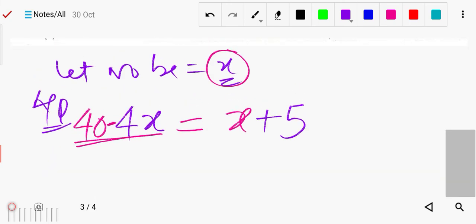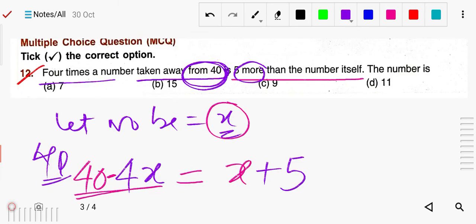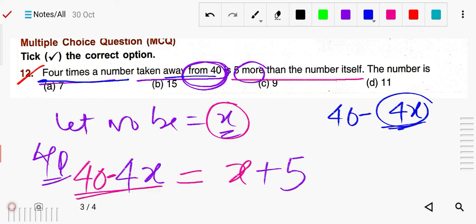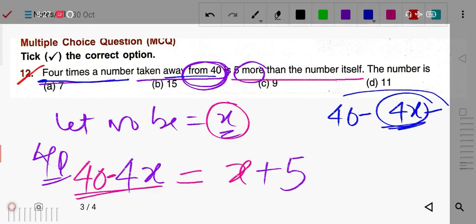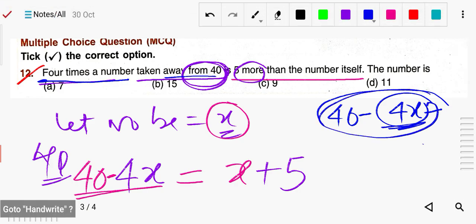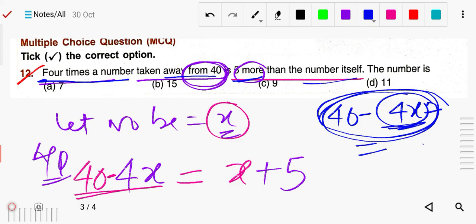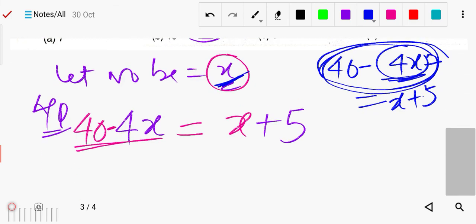Once again I will explain, just try to understand. 4 times a number x is 4x, and it is taken away. Taken away means taken out, removed from the 40. So from the 40, how much is removed? 4x. And this value, 40 minus 4x, is equal to 5 more than itself. 5 more than itself means the number itself and 5 more, so plus 5. So this is the equation. In this way you have to form the equation.